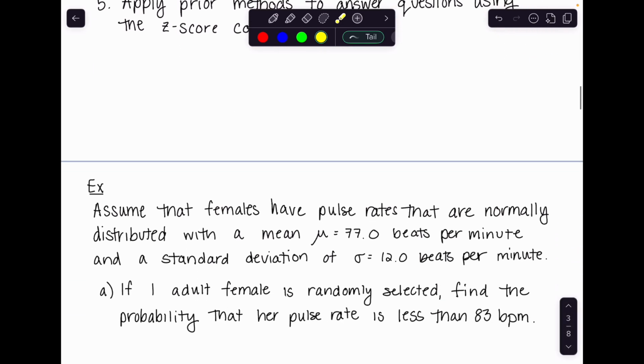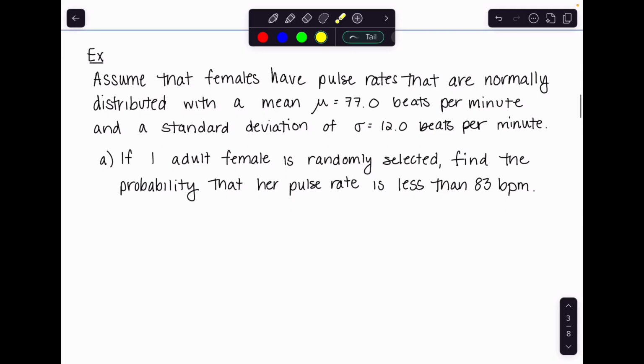So we're going to start with an example. Assume that females have pulse rates that are normally distributed with a mean mu of 77 beats per minute and a standard deviation sigma of 12 beats per minute. We want to figure out, if one adult female is randomly selected, the probability that her pulse rate is less than 83 beats per minute.